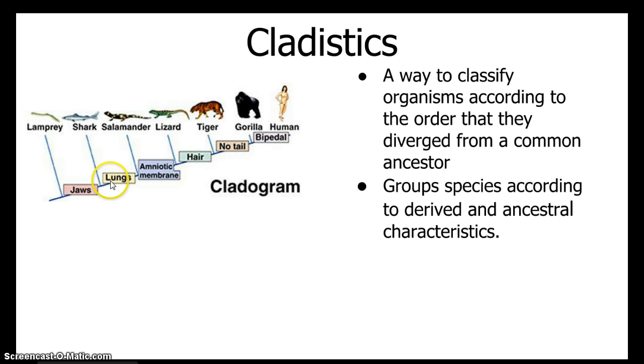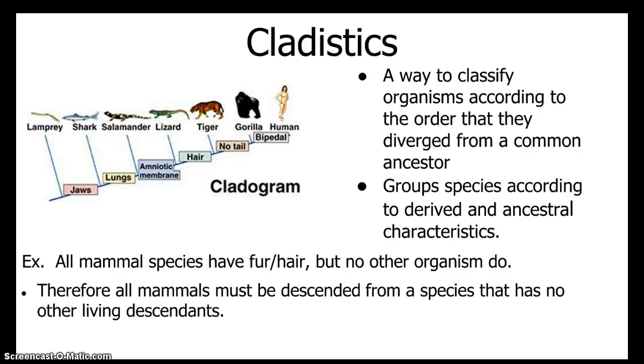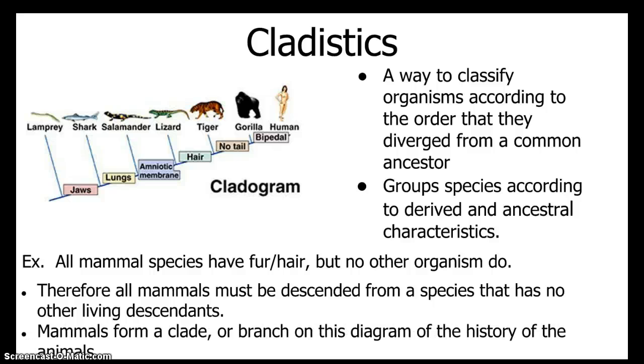Then you keep cruising along, and the next stop it says, you got to have lungs to stay on this bus. And the shark says, oh darn, I don't have lungs, and he gets off. Then the salamander gets to a point where he has to get off because he doesn't have an amniotic membrane. The lizard has to get off because it doesn't have hair, etc. And the longer you're on the bus together as species, the more closely you are related. So all mammals have fur or hair, but no other organisms do. Therefore, all mammals must have descended from a species that had no other living descendants. And mammals form a clade, or a branch, on this diagram of the history of animals.